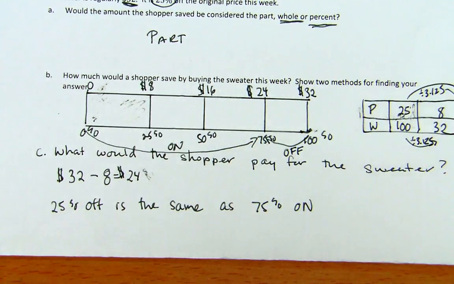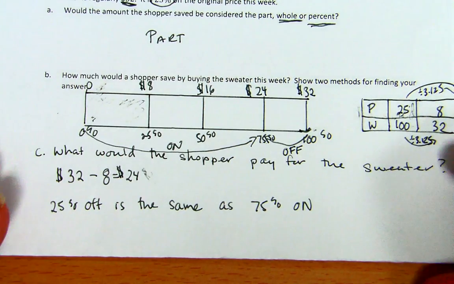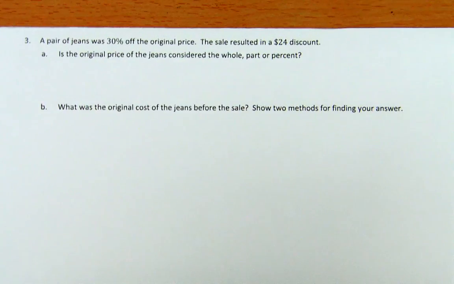So 25% off gets you to $24. 75% on also gets you to $24. Okay. Two different ways to think about that problem. So let's look at another one.